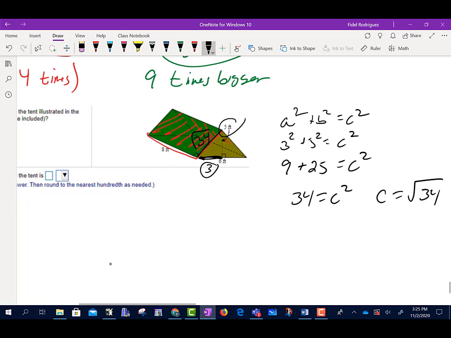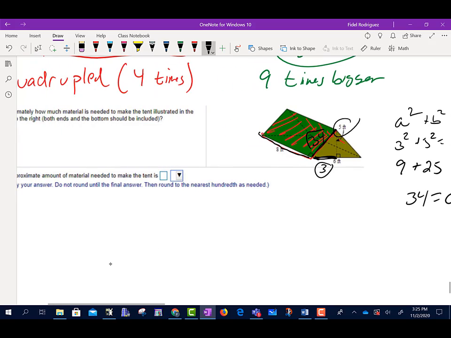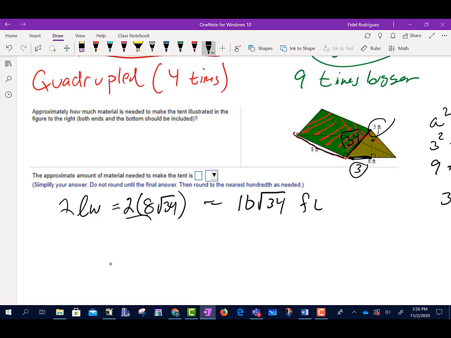Okay, so I'm going to take this distance here and this distance here to find the area, and there's two of them. So we're looking for the surface area. So we're going to take length times width, which is going to be 8 times the square root of 34, and there's two of them. So I've got to multiply this by 2. So 2 times 8 is 16 square root of 34, and this is in feet squared. So we've taken care of the sides. Now let's do the front and the back, the triangle part.